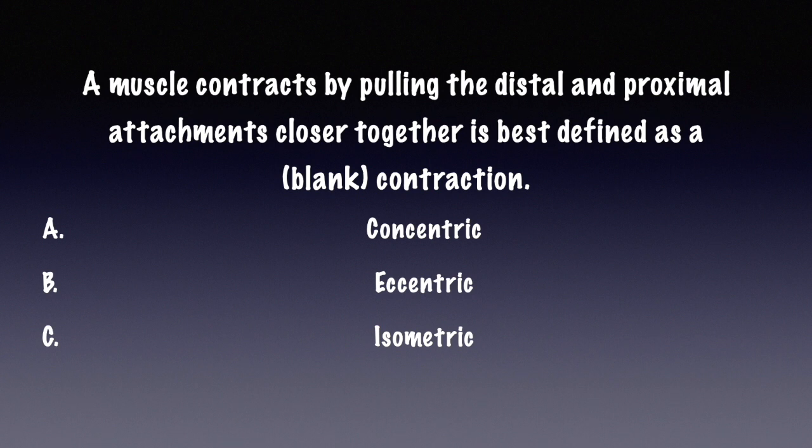A muscle contracts by pulling the distal and proximal attachments closer together is best defined as a blank contraction. A. concentric. B. eccentric. C. Isometric. The answer is A, concentric.